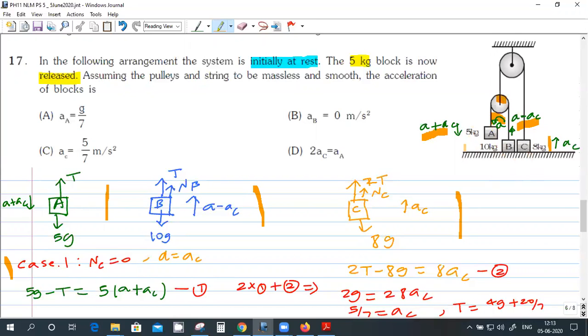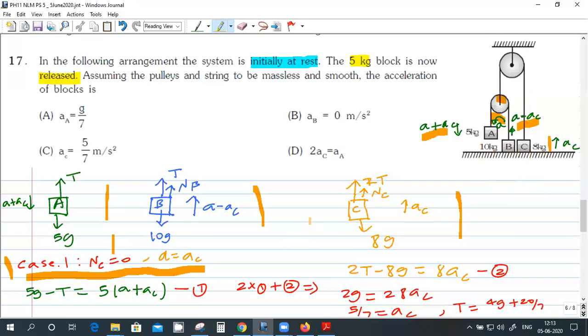A is definitely going down because that's what is given. A, 5 kg, is being released. So either B can leave the ground, or C can leave the ground, or both can leave the ground. From the values of the masses, B is 10 kg and C is 8 kg. So I'm assuming the case where C is leaving the ground and B is staying as it is. When C is just about to leave the ground, the normal reaction on C will be 0.